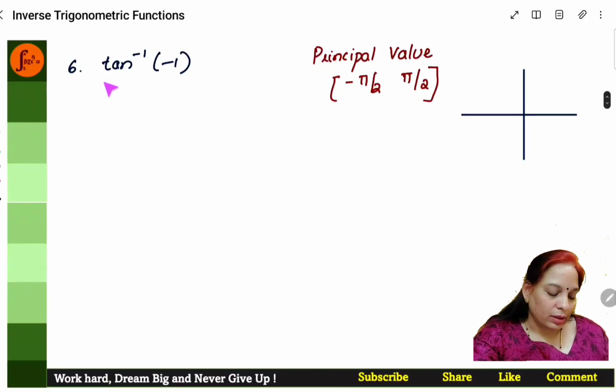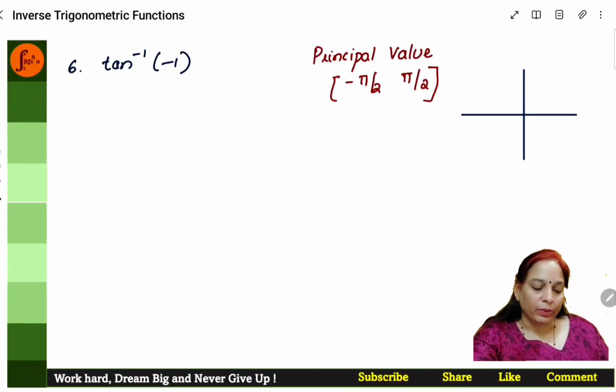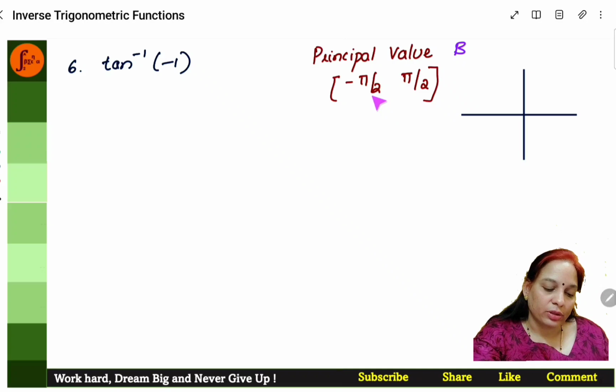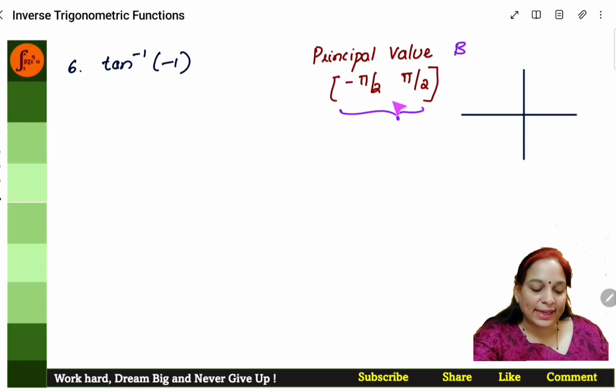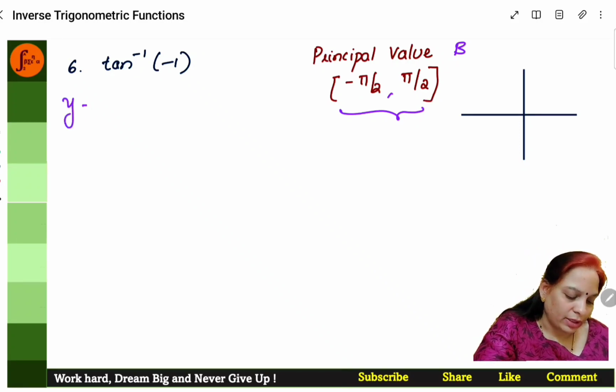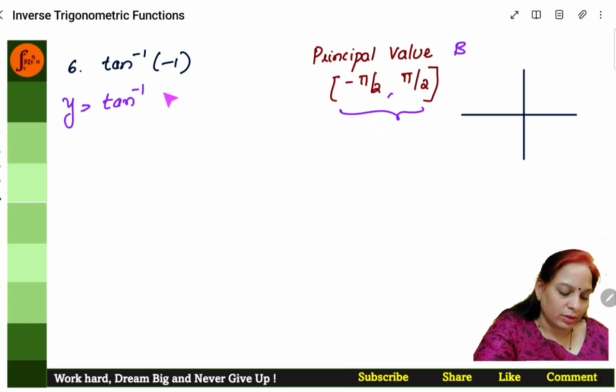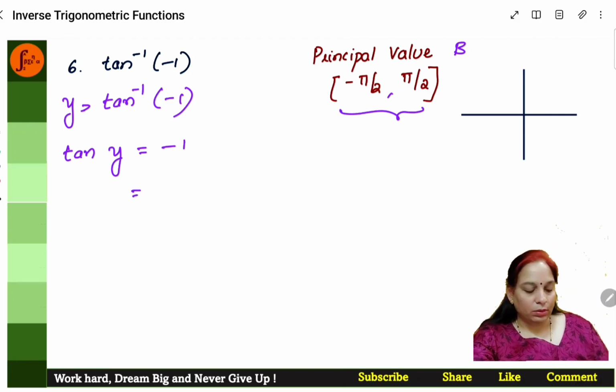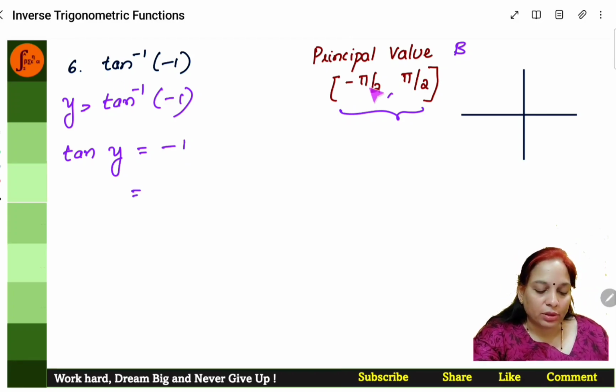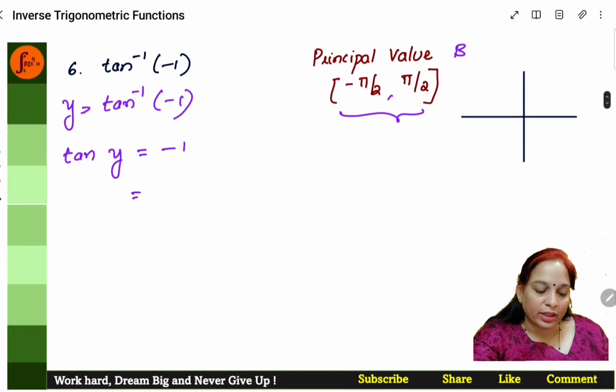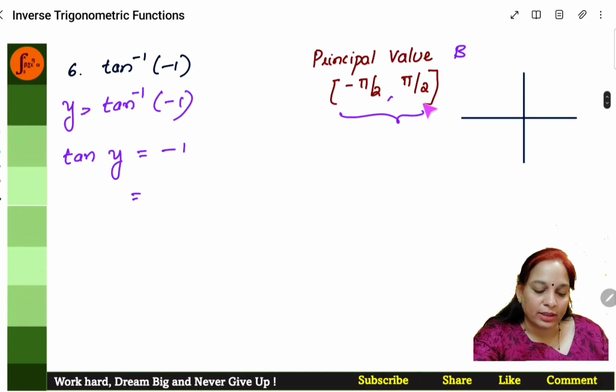Now we look at tan inverse of minus 1. What is the principal value branch? It's falling in the sine range, right? Minus pi by 2 to plus pi by 2. So y is equal to tan inverse of minus 1, which means tan y is equal to minus 1. Now this tan can have negative values, right? Because negative is there in the range. Negative values are there in this range. So tan can have negative values.